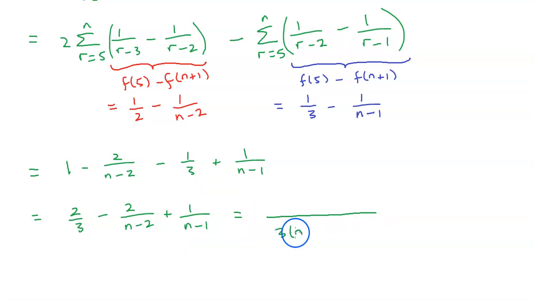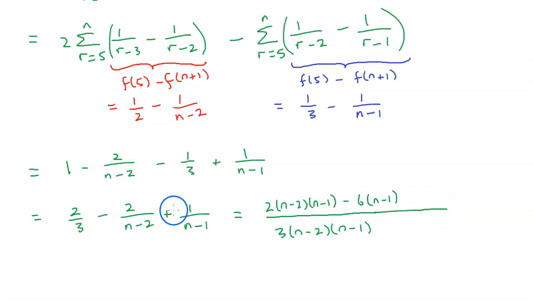So 3 times n minus 2 times n minus 1 on the bottom there. And then 2 times n minus 2 times n minus 1. And then minus 2 times 3 times n minus 1. So 6 times n minus 1. And then the last term is going to be just plus 3 times n minus 2.